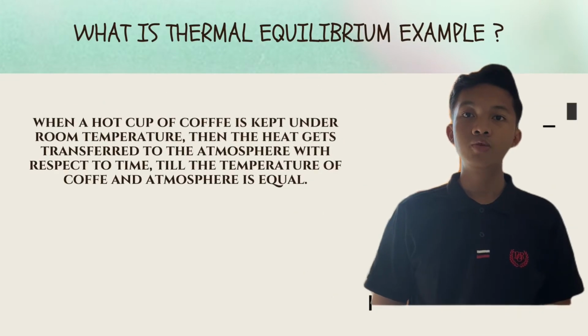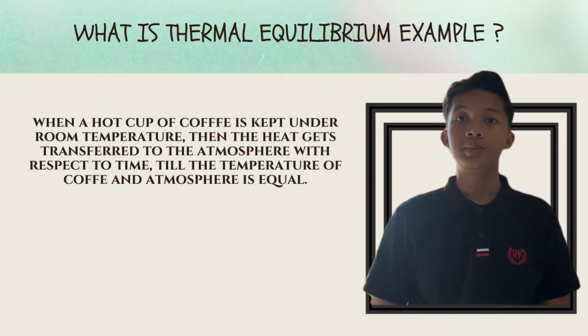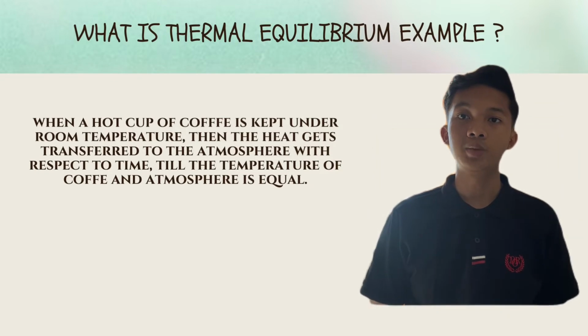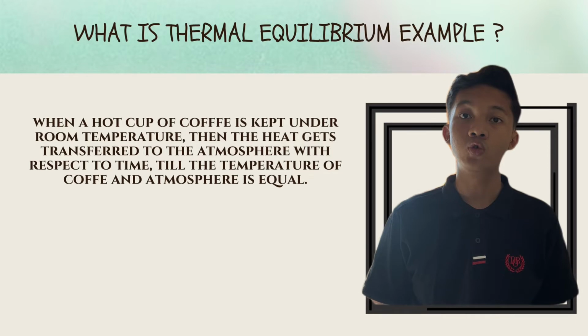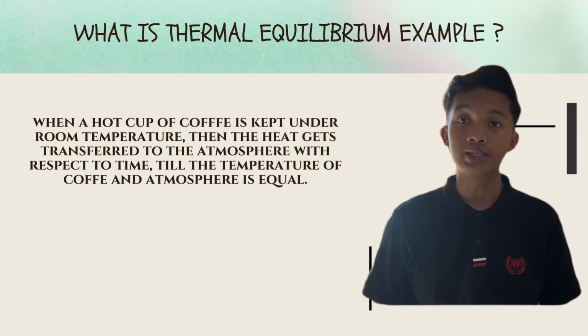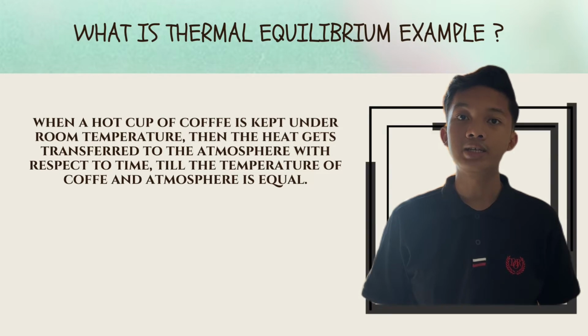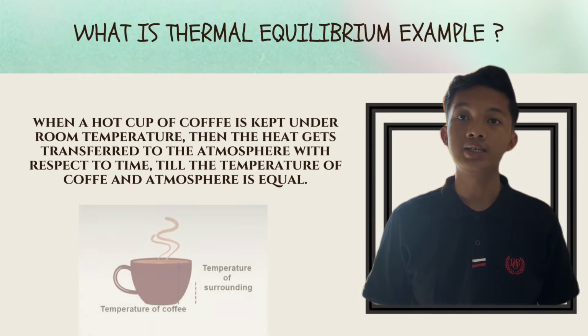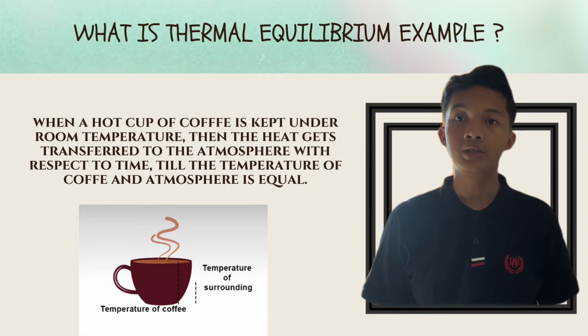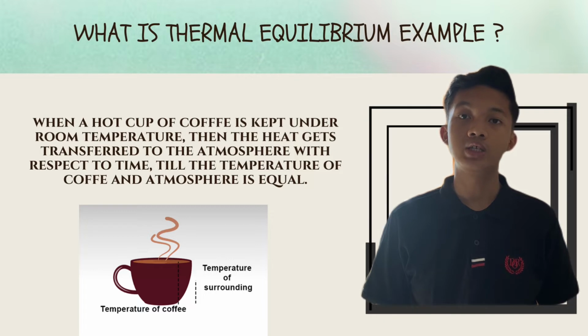Okay, so now we move to thermal equilibrium. As I mentioned before, thermal equilibrium is when two objects reach the same temperature and there is no net flow of heat between these two objects. So what is a thermal equilibrium example? The first example is when a hot cup of coffee is kept at room temperature. Then the heat gets transferred to the atmosphere with respect to time until the temperature of the coffee and the atmosphere is equal.